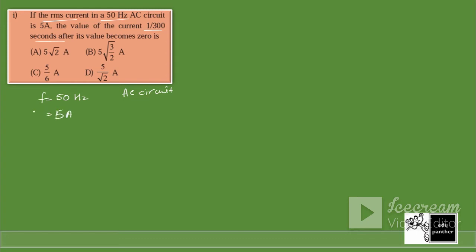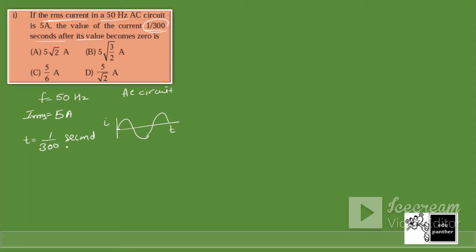Now see, always remember, if it is not given that it is a peak value, then definitely it will be an RMS current. In the question, if it is not given that it is a peak value, then definitely select RMS. Now what will be the value of current 1/300 seconds after its value becomes 0? This is my zero value, and this is the time axis. So what will be the value of current after this time? So write down time as 1/300 second.